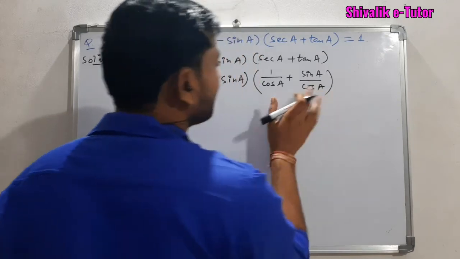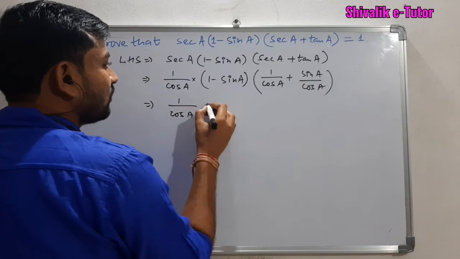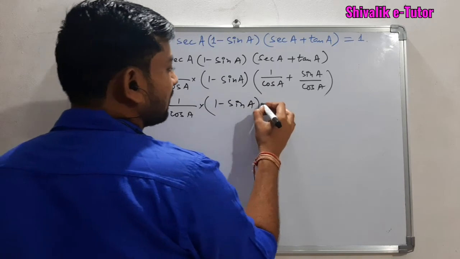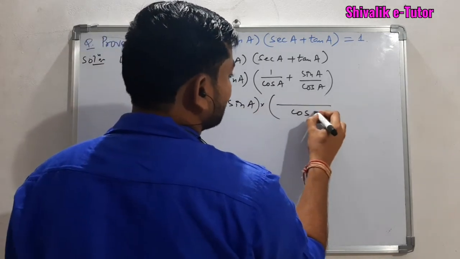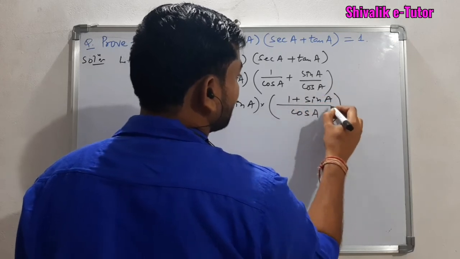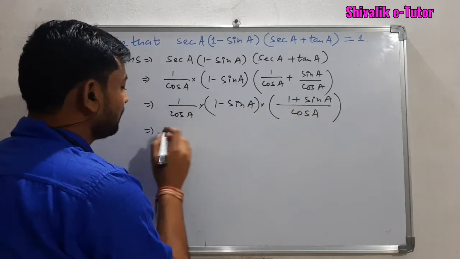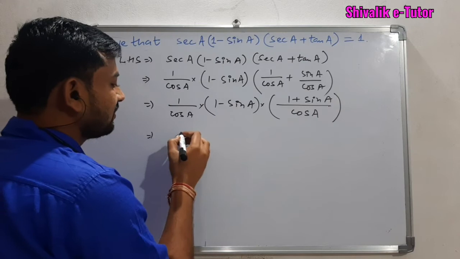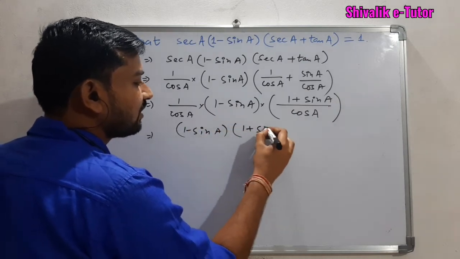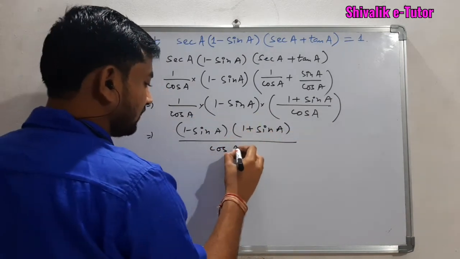Now look at this bracket. The denominator is the same, so we can solve this. So 1 by cos A into 1 minus sin A, and in this we can take the LCM as cos A, so we will be getting 1 plus sin A. Now if we look at the denominators present in these two, in the numerator we will be getting 1 minus sin A and 1 plus sin A. In the denominator we have cos A into cos A.